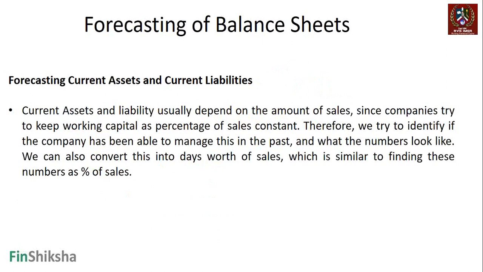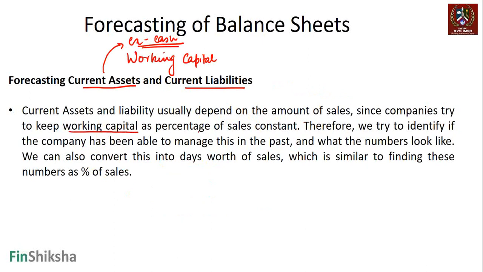Finally, once you have done the non-current portion of assets and liabilities, you move ahead with the current portion of assets and liabilities. Now, this is basically working capital, correct? So when you look at current assets and current liabilities, in current assets you can leave out cash. So you're looking at ex-cash current assets, which is only the non-cash current assets that we are trying to project, right? Usually, companies try to keep working capital as a percentage of sales constant.